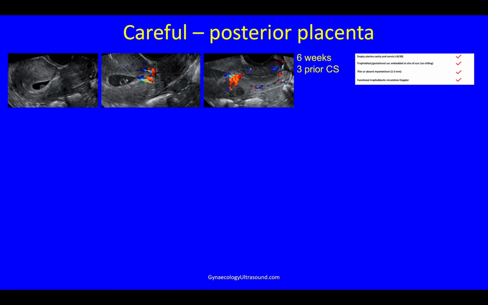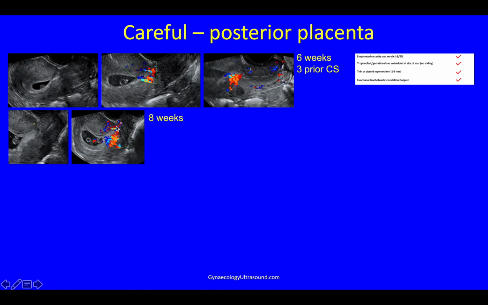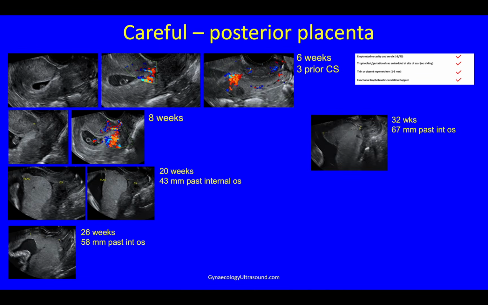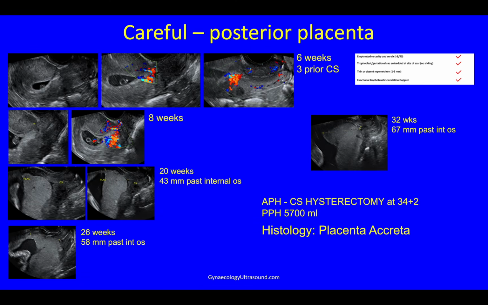The placenta can be posterior in a scar pregnancy, and this is an example of this. So this is at 6 weeks gestation, a patient with 3 prior sections. You can see again empty cavity, empty cervix. You can see the niche there with trophoblast in it, and there's colour flow just there. You can see that there's a suggestion, even so early, that there is some posterior placentation. By 8 weeks, you can see it's clearly in the niche and posteriorly. And then you can see at 20 weeks, the placenta was posterior up and over into the niche anteriorly, and that continued. And she ended up with an APH and a caesarean hysterectomy, and the histology showed placenta accreta.